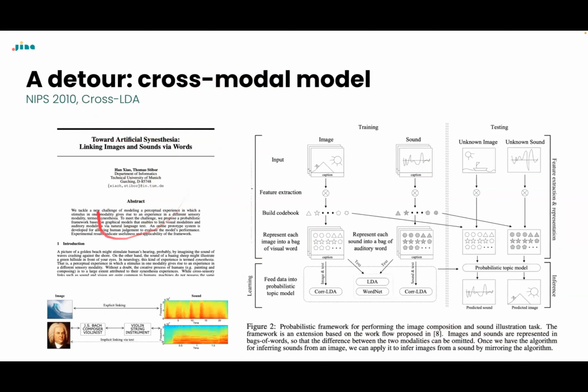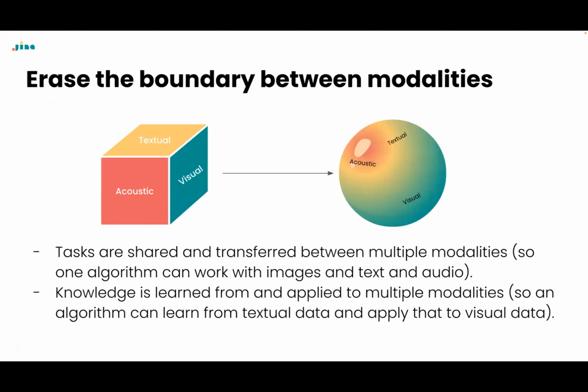But there is a very interesting detour. Back in 2010 there was a NIPS workshop paper that I published, which built a very big Bayesian model for building the connection between image and sound using text as a proxy. In the end, it's a cross-correlation latent Dirichlet allocation, which is very complicated. Even though from the mathematical point of view it is very beautiful, in the end it doesn't work, because this model is just too small to capture all these correlations between different modalities.